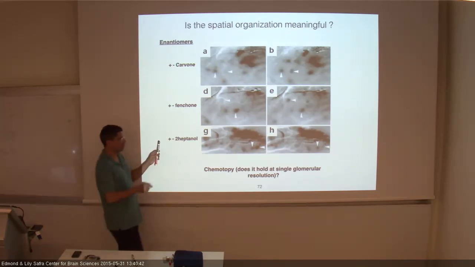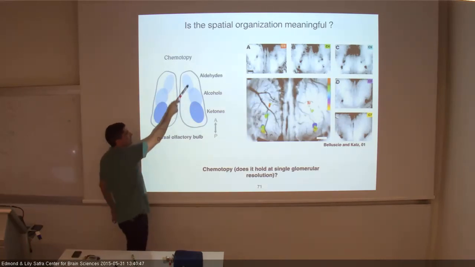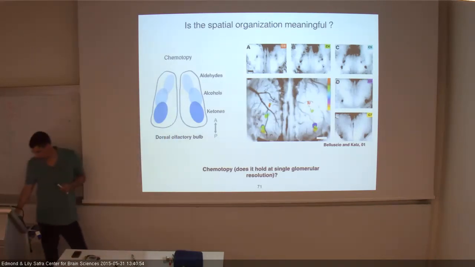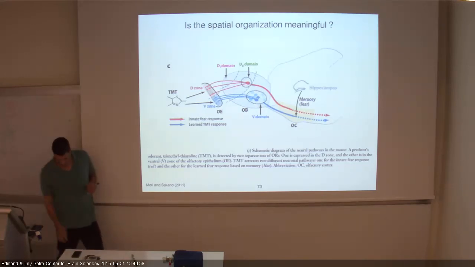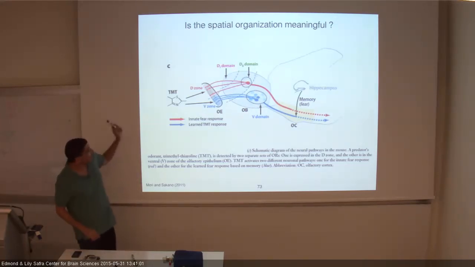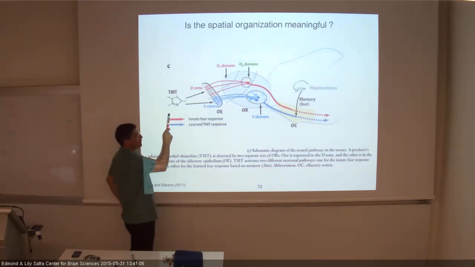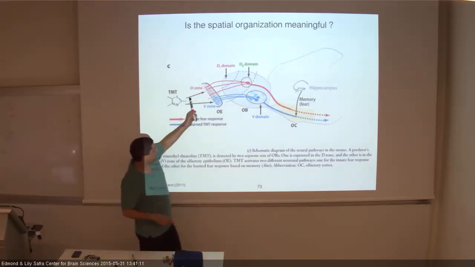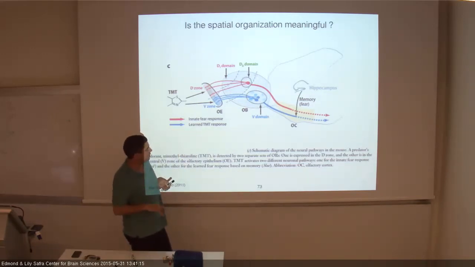So, to be more precise, if you look at aldehydes, yes, most of the activation will be here, but you will find spots of activation all over. So at fine scale, it drops completely. And like you mentioned before, if you look at the TMT, for example, these stinky odors, it will activate these glomeruli in the dorsal surface and won't activate the sphere circuit, so to speak. You don't really know what the sphere circuit is.